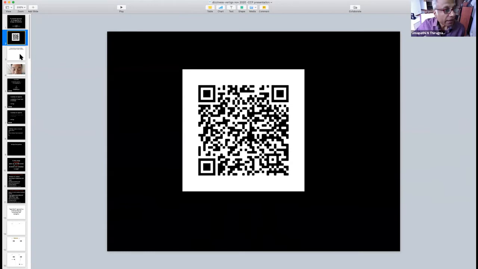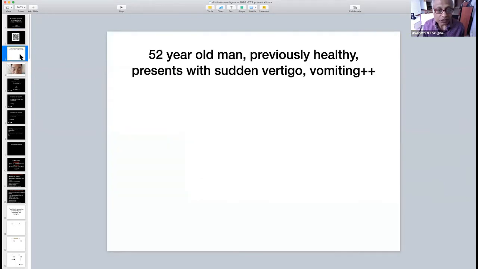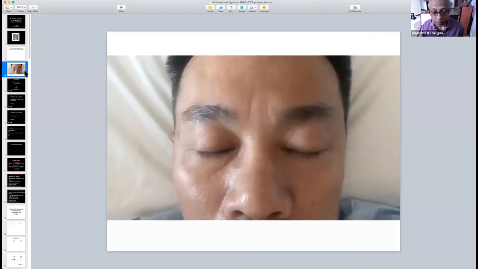I'm going to start straight away with a patient that I saw just a few days ago. He's a 52-year-old man who came to the emergency department complaining of sudden severe vertigo, and he was vomiting almost nonstop. So it was very difficult for us to examine him or even take a decent history. This is what you would see if you were to examine his eyes. A quick neurological exam was otherwise unremarkable except for the examination of the eyes. I'm going to show you some of the features now.